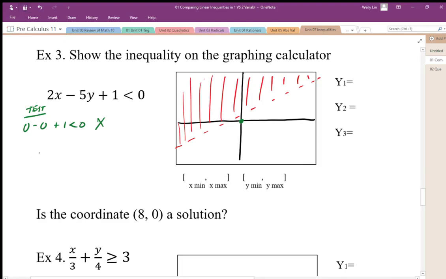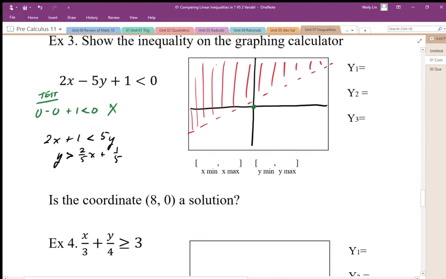When I solve for y, I get 2x plus 1 is less than 5y. Then I get y is greater than, I'm going to divide by 5, 2 over 5x plus 1 over 5. So you can see that the y greater than indicates above the line. This represents my function 2x over 5 plus 1 over 5. My y coordinate should always be above the function, which is that line.